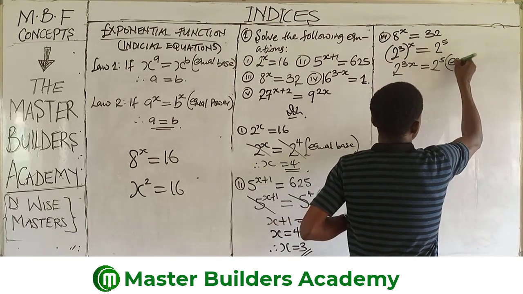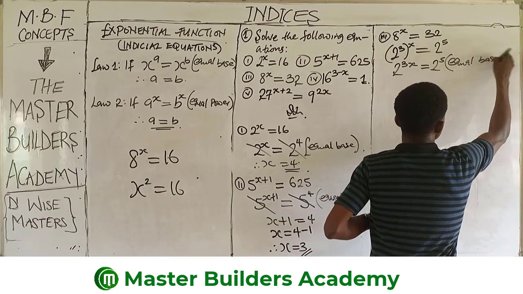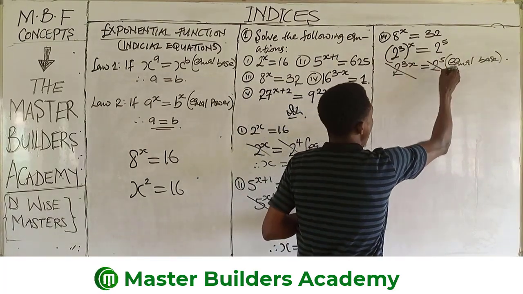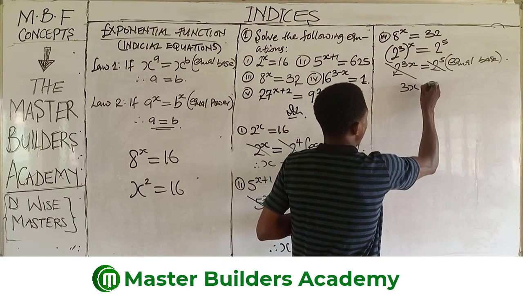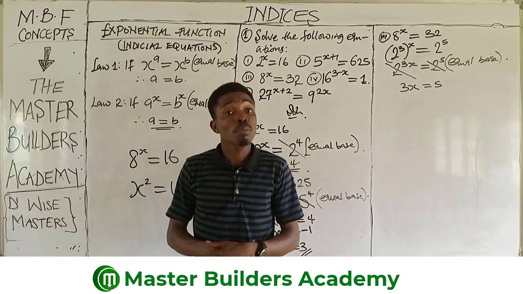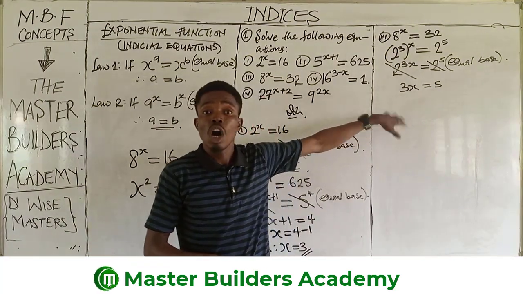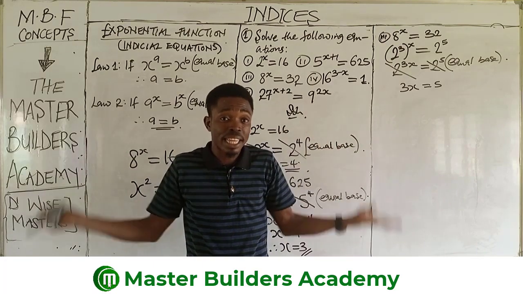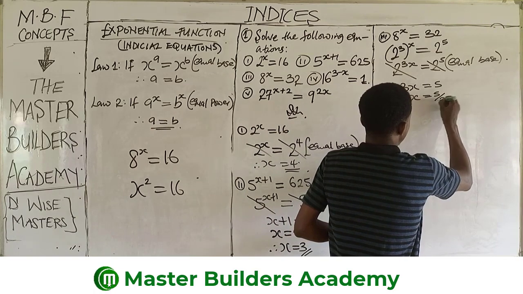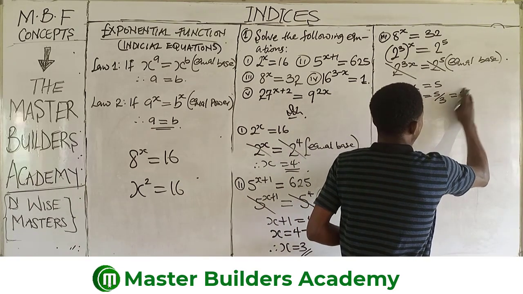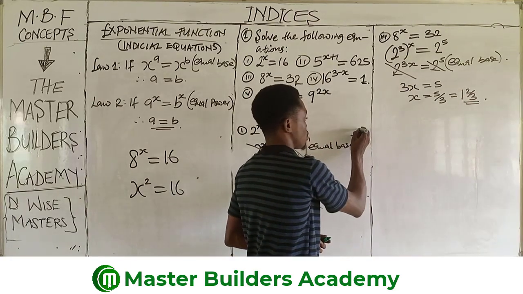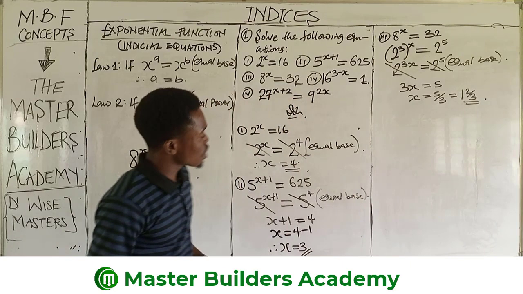Now we have equal base. Anytime you have equal base, what do you do? You cancel out the base and equate the power. And what are the powers here? 3x is equal to 5. Now we are looking for x, not 3x. So what must we do? x has a coefficient of 3. All we simply need to do now is to divide both sides by 3. And when we divide both sides by 3, we will have x is equal to 5 over 3, which is same as 1 whole number 2 over 3, if we want to convert to mixed fraction. Then we are done with question number 3.